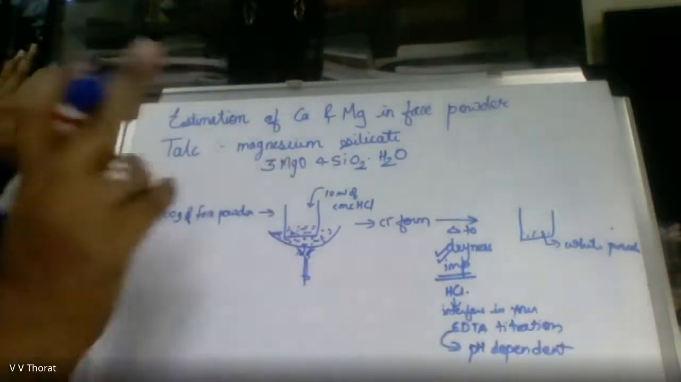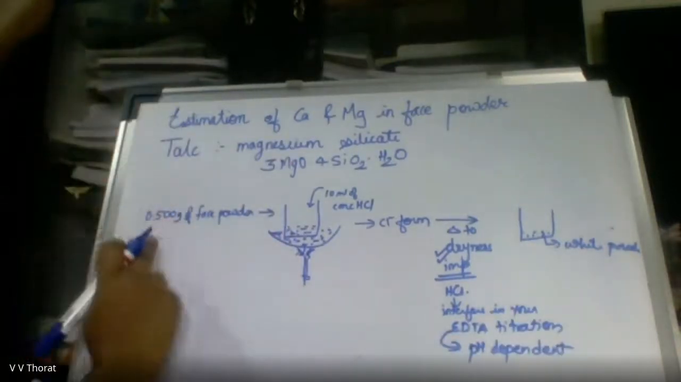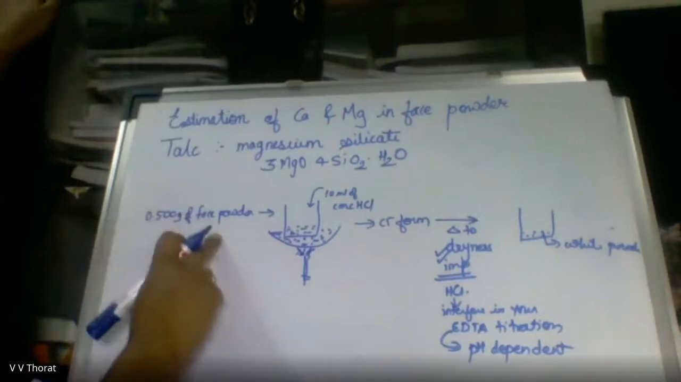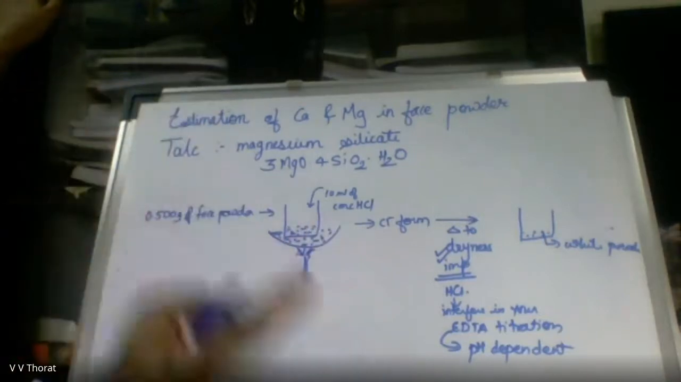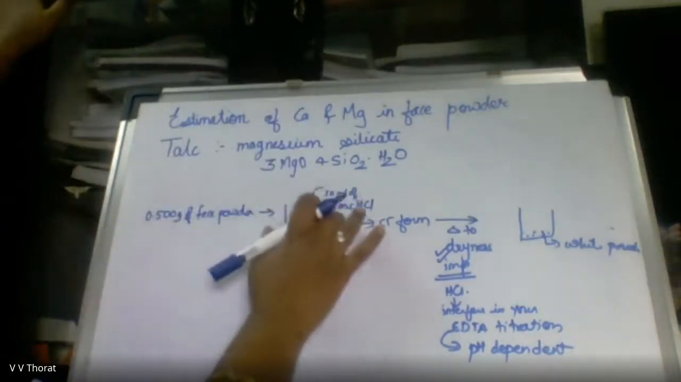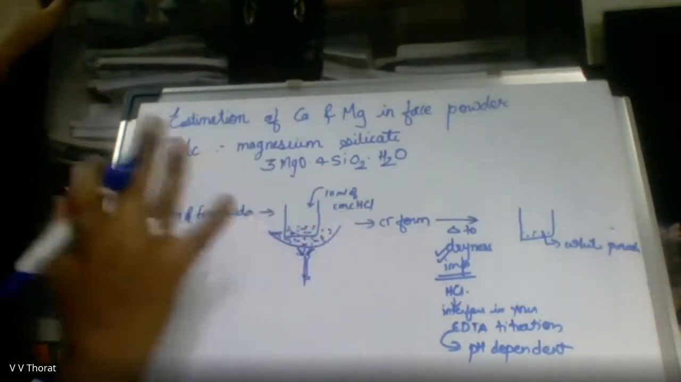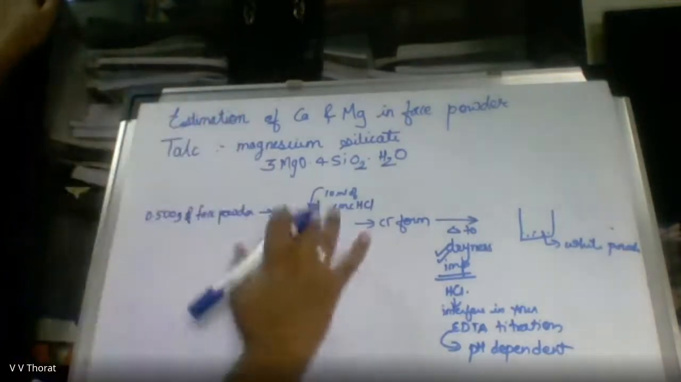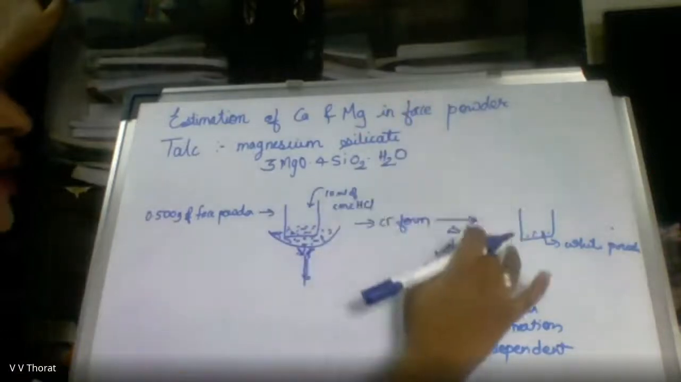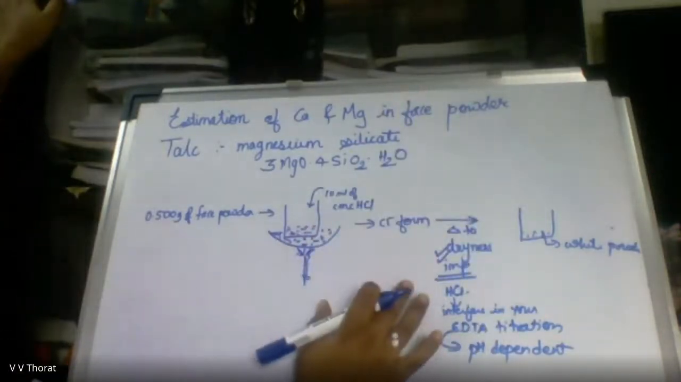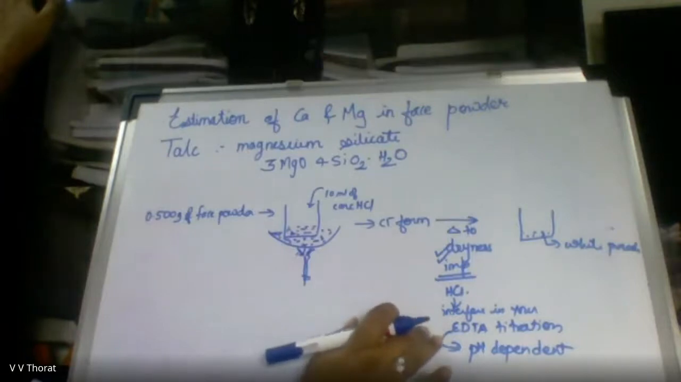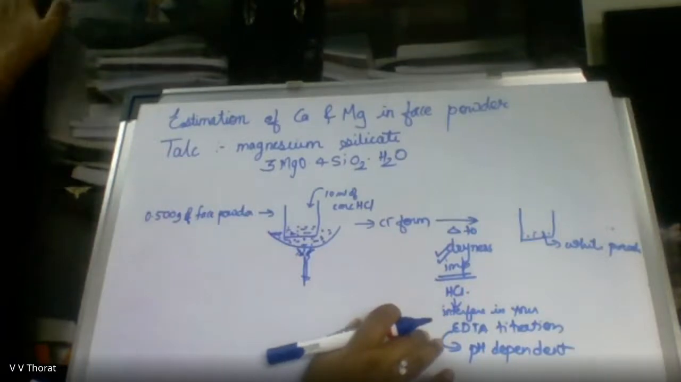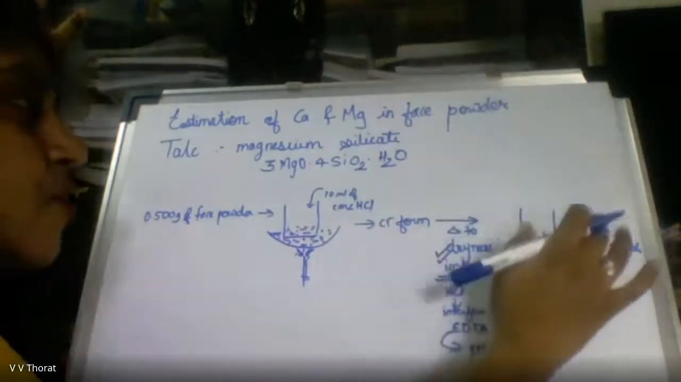If you follow all instructions, you will get full marks. So you will weigh 0.5 grams of face powder or whatever weight the teacher tells you. You will add concentrated HCl and heat on a sand bath. Calcium and magnesium will be converted into the chloride form. Then continue heating to dryness. Very important, there should be no HCl in your beaker. Otherwise, your end point will not be sharp. Then you will get a white powder.